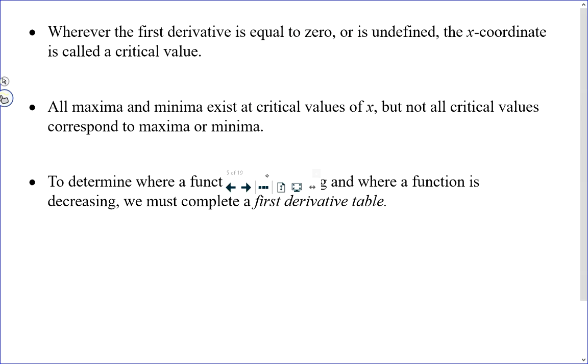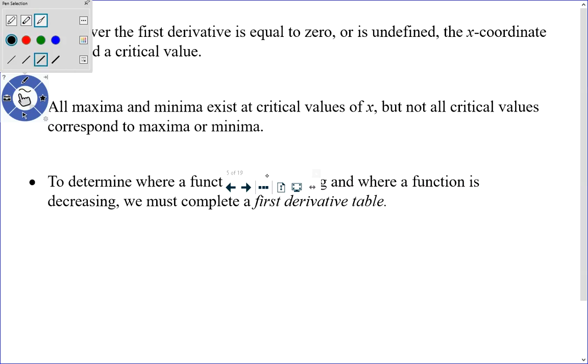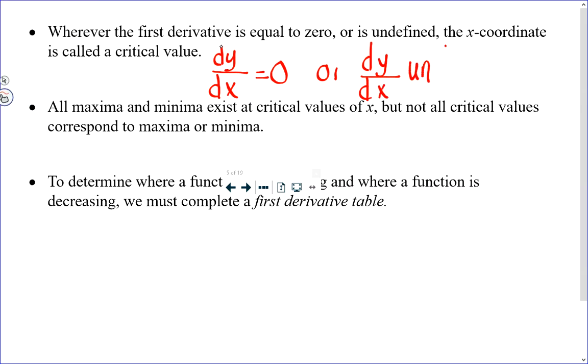If the derivative of the function, dy/dx, is equal to 0, or if the derivative of the function is undefined, then that x coordinate is referred to as a critical number. And the point that the first example is going to hopefully drive home is that all maxima and minima exist at critical values of x.